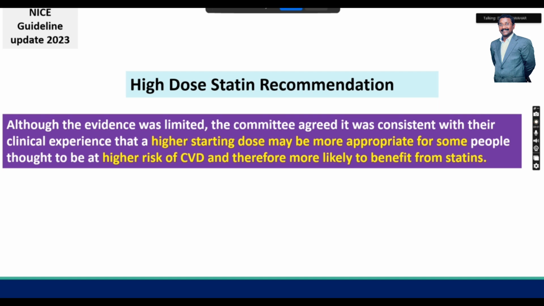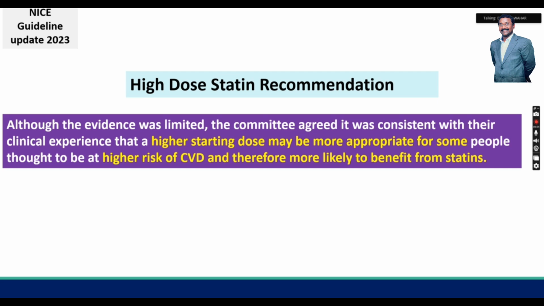See, regarding statin dose recommendations, statins can be divided into three groups: low dose, medium dose, and high dose. But our Indian population needs either medium dose or high dose statins, and there is no role for low dose statins. The evidence was limited here in the NICE guidelines. The committee agreed it was consistent with their clinical experience that a higher starting dose may be more appropriate for some people thought to be at higher risk of CVD and therefore more likely to benefit from statins.